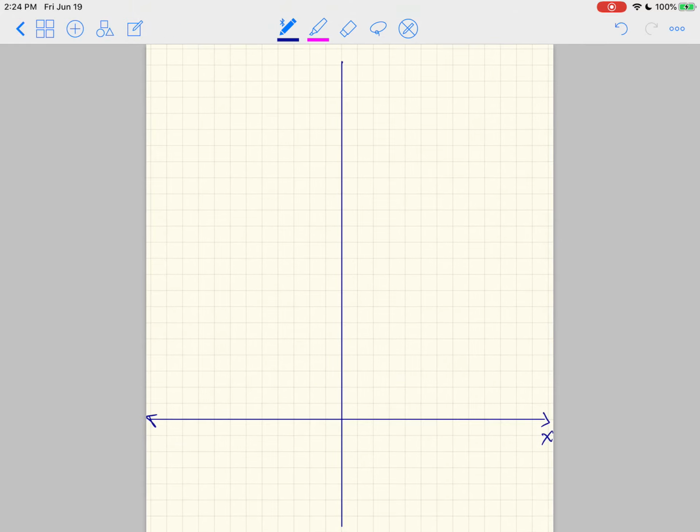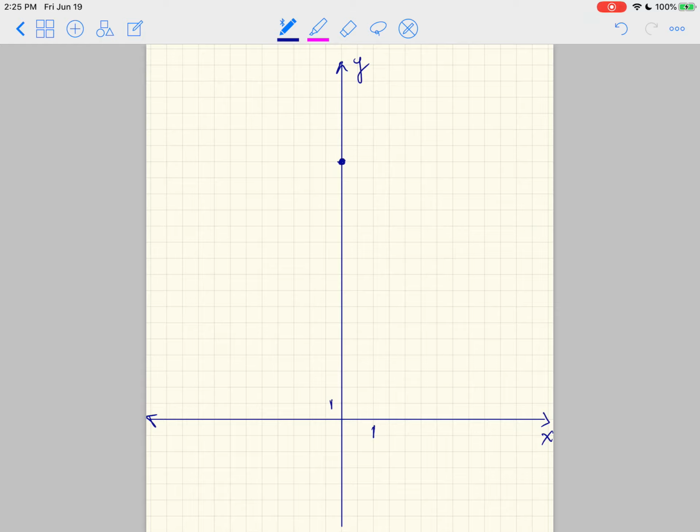So this is x, this is y. I'm going to go up by 1s in both directions. Actually, in the x direction, I'm going to do every other line is 1. Okay, 1, 2, 3, 4, 5, 6, 7, 8, 9, 10, 11, 12, 13, 14, 16 is here.